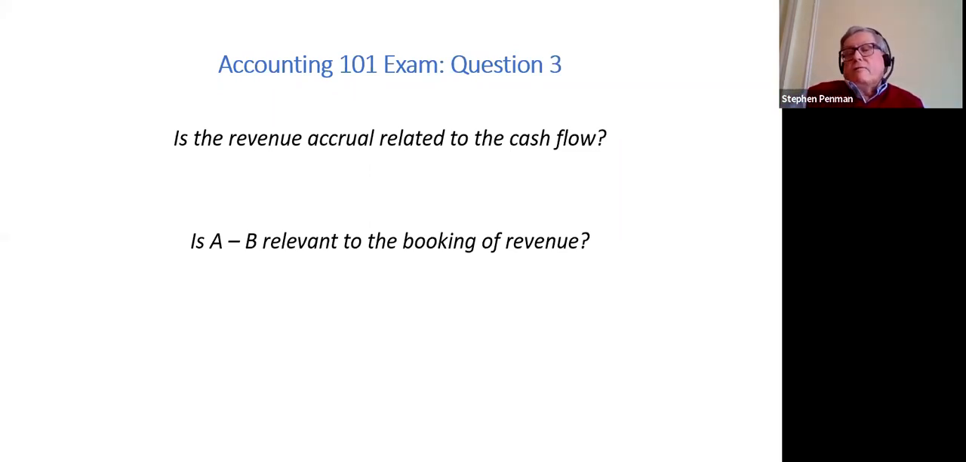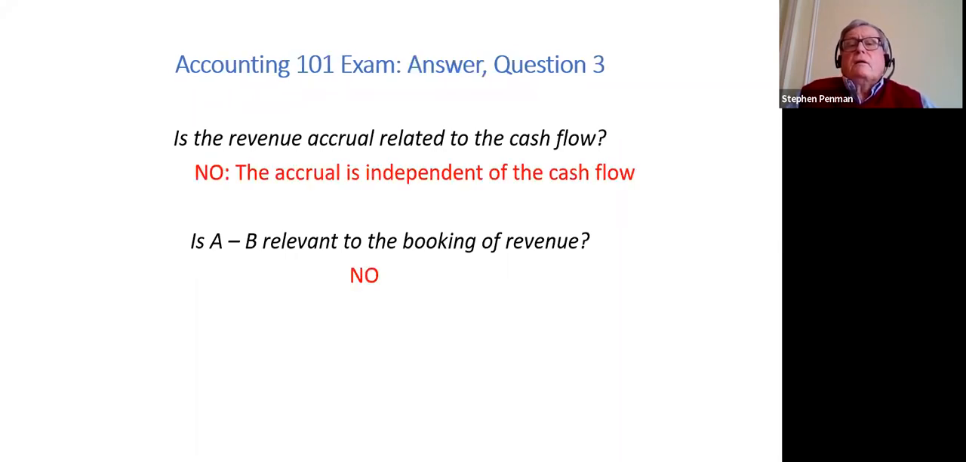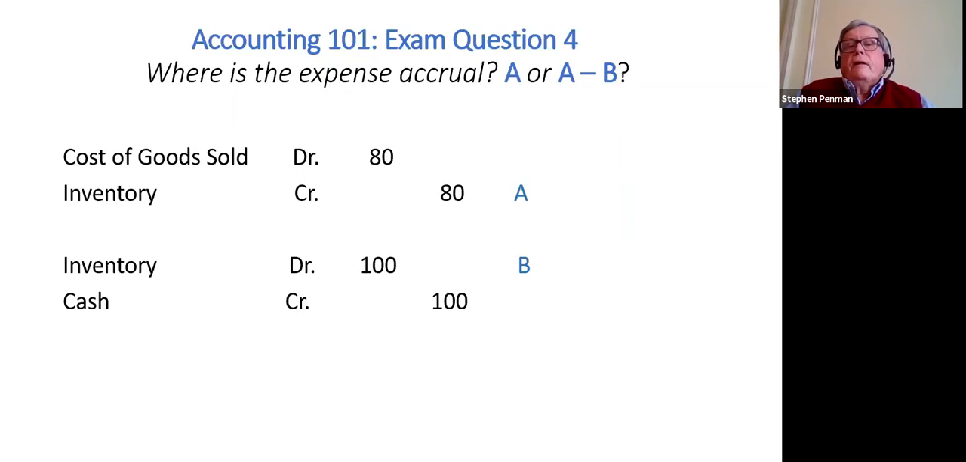Is A minus B relevant for booking revenue? No. You make the revenue accrual without consideration for the cash. Okay, so there are the answers. Let's think about expenses. The first journal entry is the entry to record cost of goods sold. When in fact the inventory is purchased, we debit inventory and credit cash. Which is the accrual, A or A minus B?